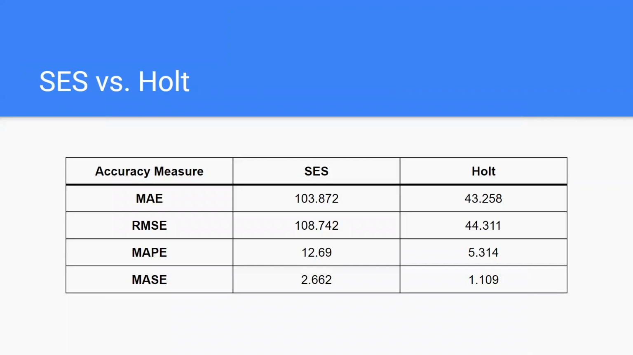Once we compute the accuracy measures, it is determined that Holt's method is by far the more accurate of the two procedures. As we can see from this table, Holt's method has smaller values for each of the accuracy measures than does the simple exponential smoothing method. This demonstrates the importance of addressing the influence of trend in time series forecasting when it is present in a particular data set.